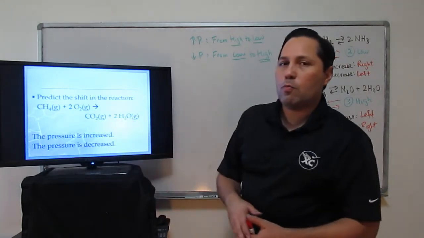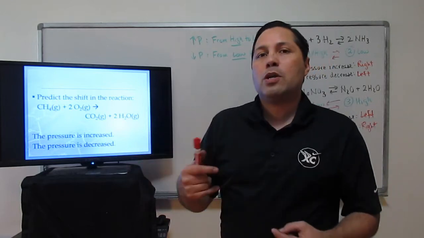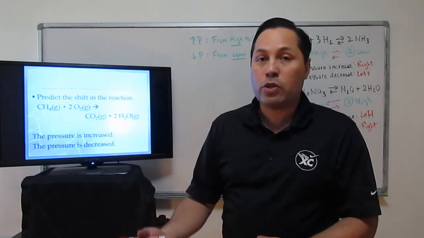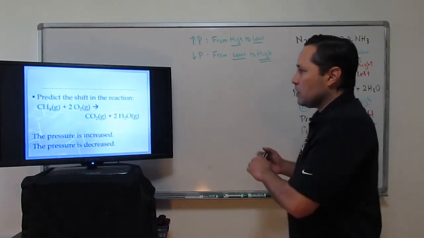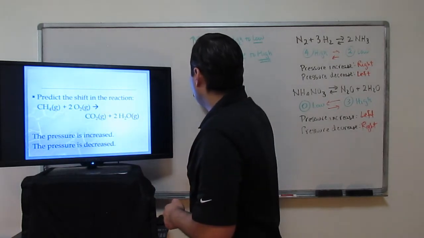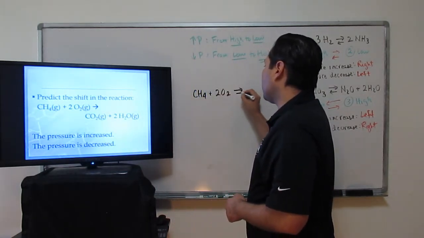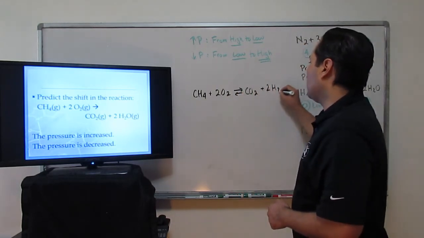We have here the combustion of methane, and we're asked to predict what happens: does it shift to the left or to the right when the pressure increases and when the pressure decreases. So let me go ahead and write that formula down. So it is CH4 plus 2O2, which are both gases, and it's going to be CO2 plus 2H2O.